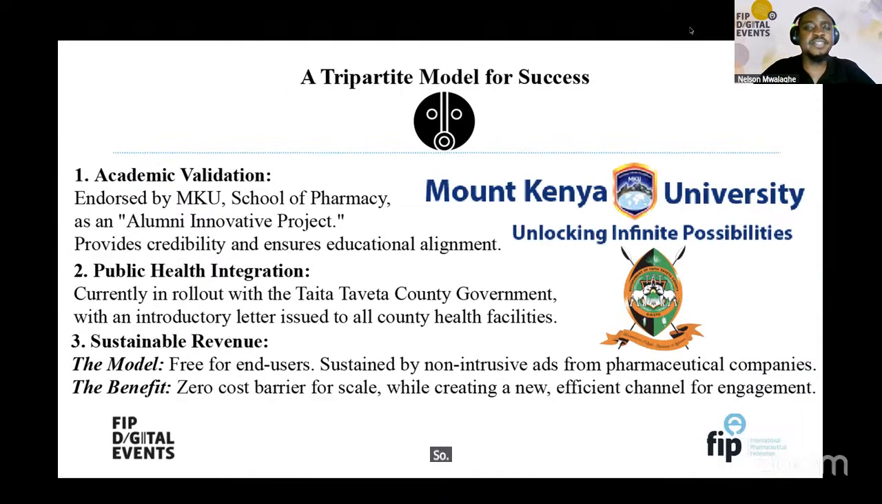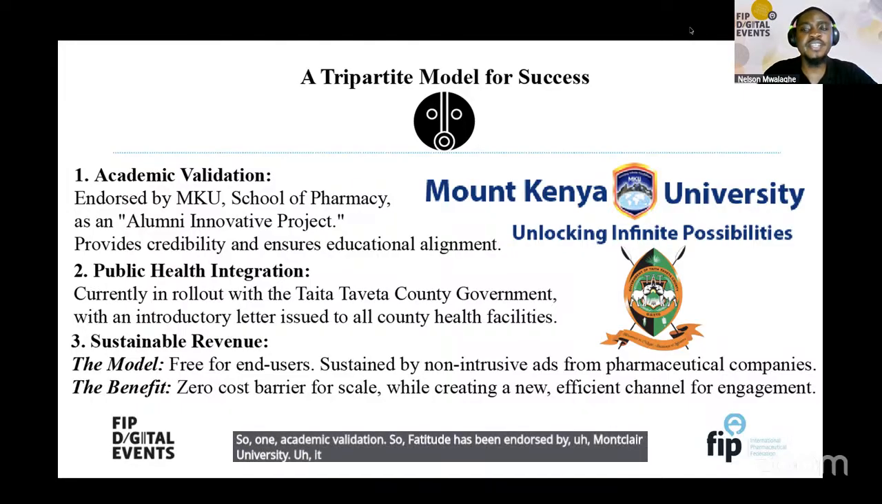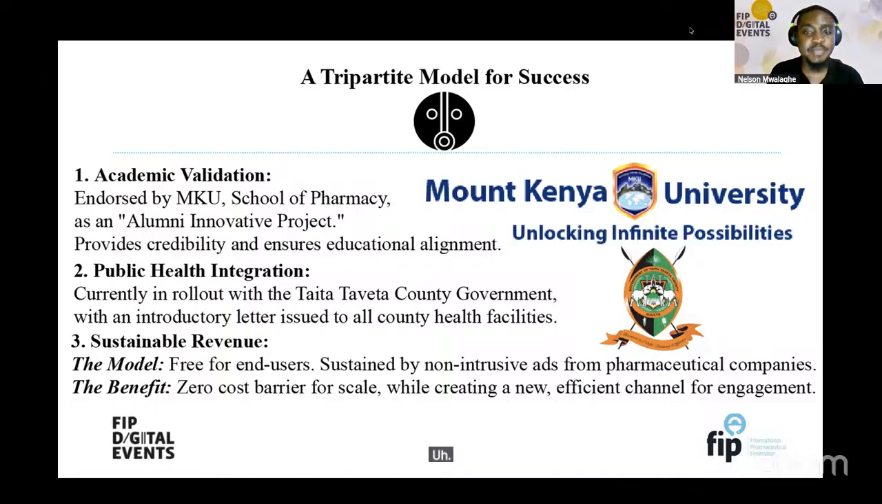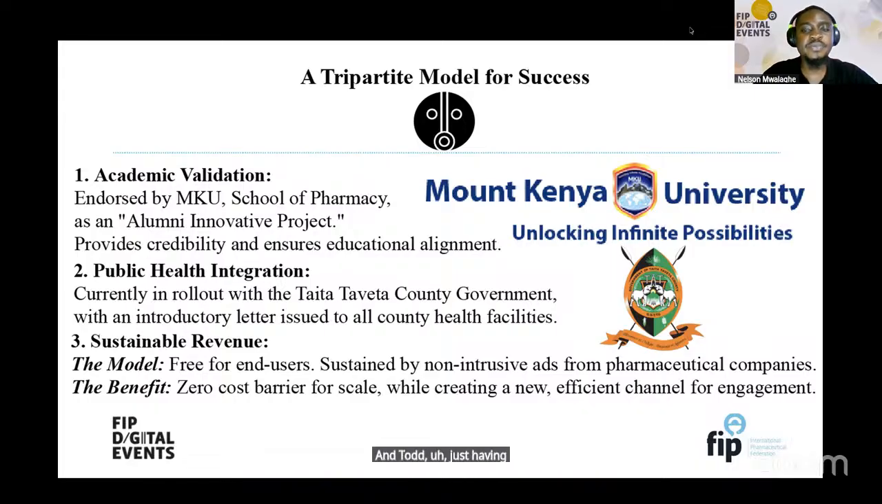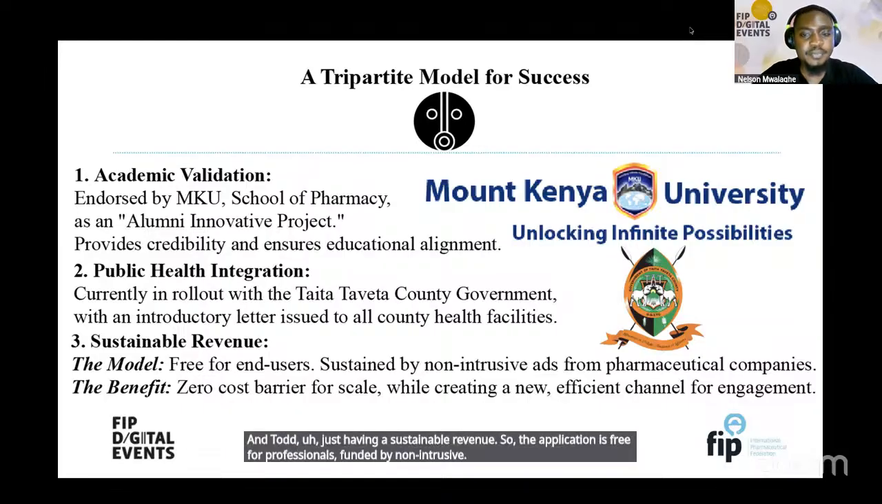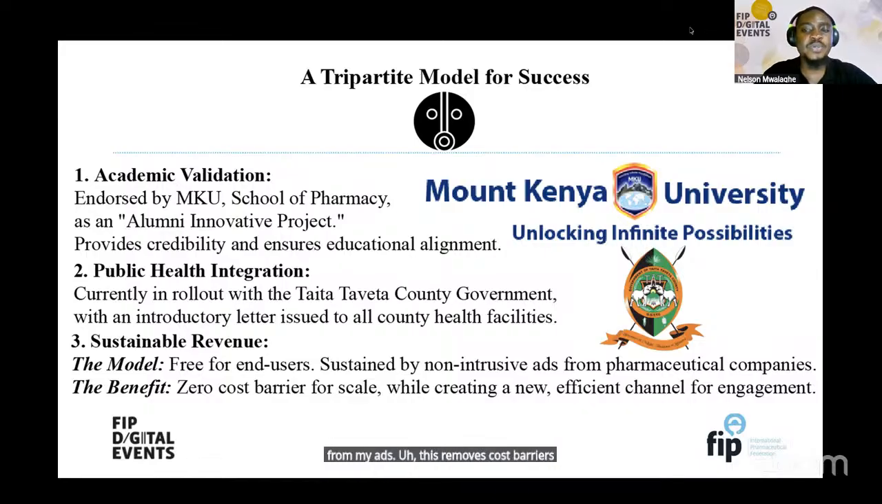A great tool needs a great strategy. Ours rests on 3 pillars. One, academic validation. Fortitude has been endorsed by Mount Kenya University as an innovative project, ensuring credibility and educational alignment. Second, public health integration, with an official rollout currently under way with the Taita Taveta County government in Kenya. And third, a sustainable revenue model. The application is free for professionals, funded by non-intrusive pharma ads. This removes cost barriers while creating a new engagement channel. So this foundation is as strong as the app itself.